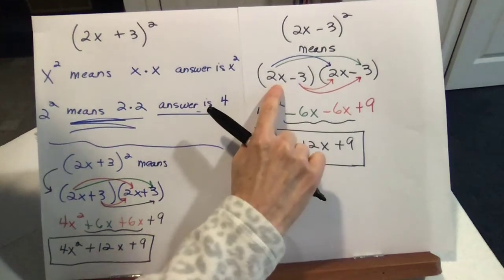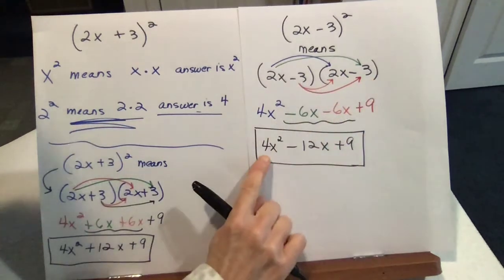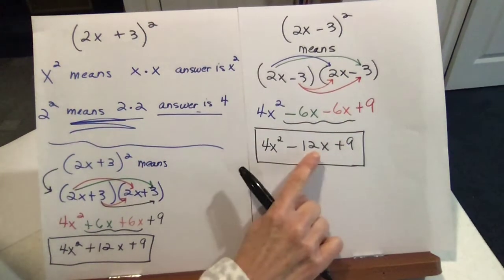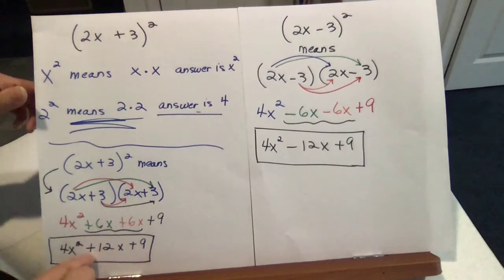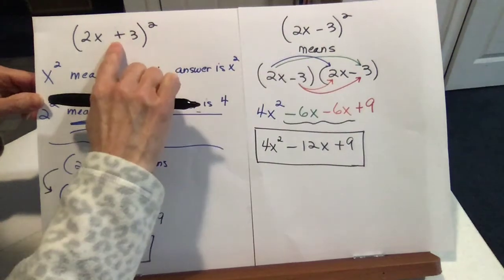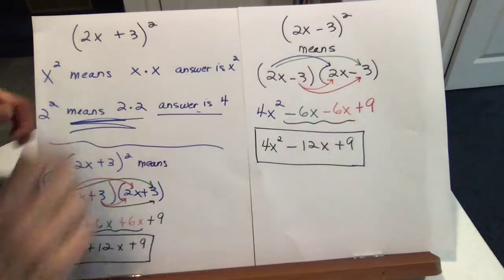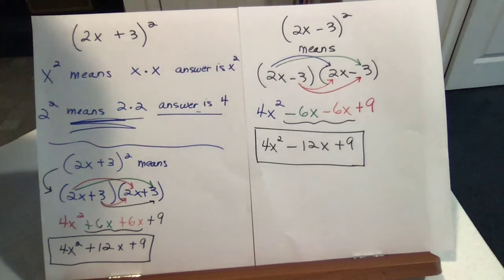But when the quantity is 2x minus 3 times the quantity of 2x minus 3, we wind up with 4x squared again as the first term, but it's a minus 12x, then it's plus 9. So you can see how your middle terms differ based on the operation that is in between your first and second term in your binomial. And that is how we multiply special polynomials.